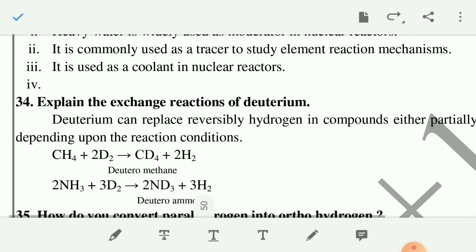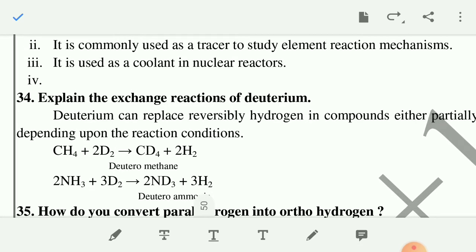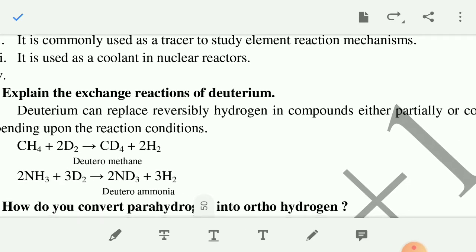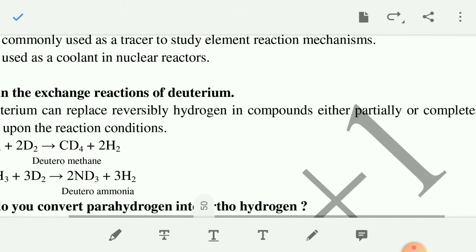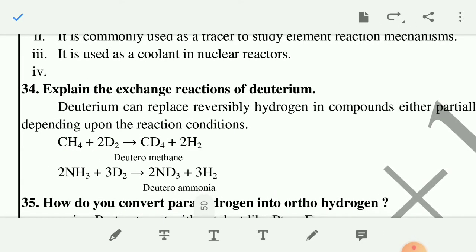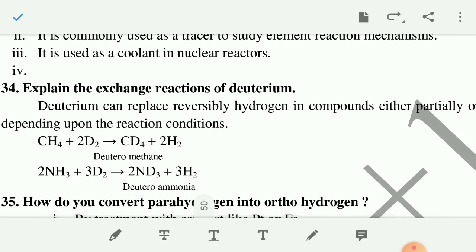The next question, explain the exchange reaction of deuterium. Deuterium can replace hydrogen reversibly in a compound, either partially or completely, depending upon the reaction condition. Example: CH4, that is methane, plus 2D2 gives CD4 plus 2H2. Here the hydrogen is replaced in the compound either partially or completely.